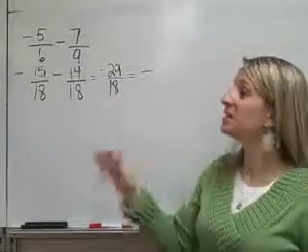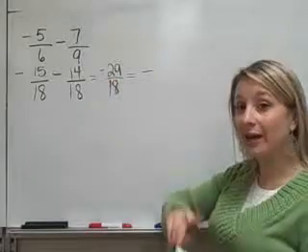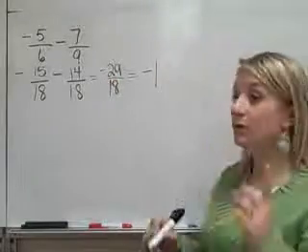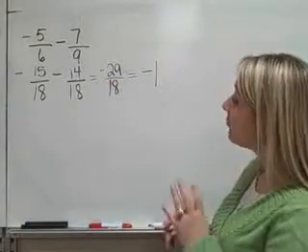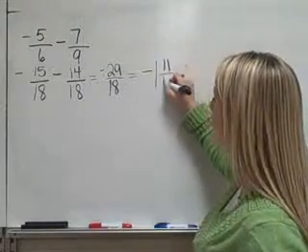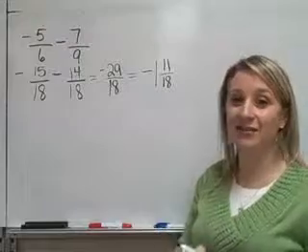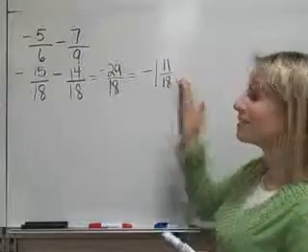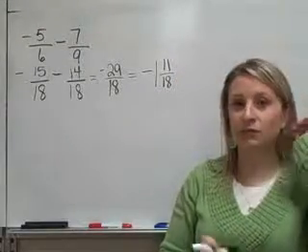I'm going to ask myself, how many times does 18 go into 29? I know it goes in there one whole time. We're going to have 9, 10, 11 left over. So our answer would be negative 1 and 11/18. 11/18 is simplified, so I'm finished.